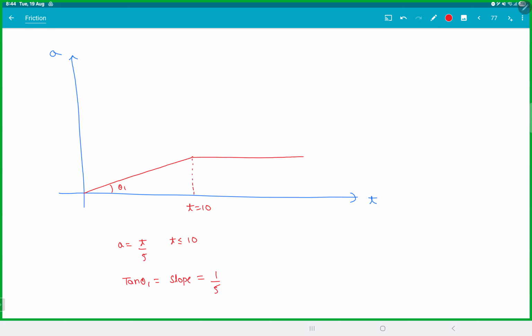After that, it becomes constant, 2 meter per second square. This is the acceleration of 2 kg block. The other one also will be the same line. After 10 seconds, the graph will become like this. This angle is theta 2.